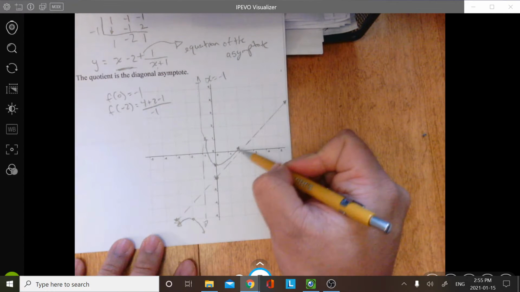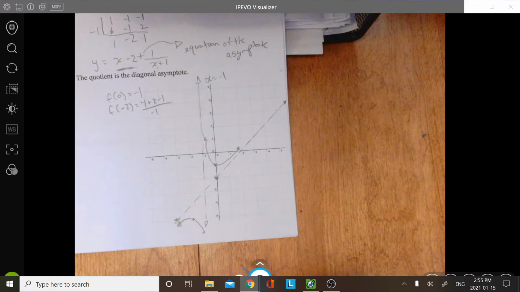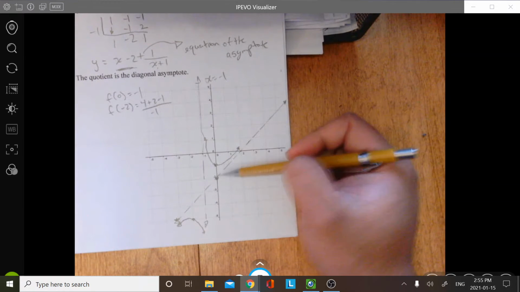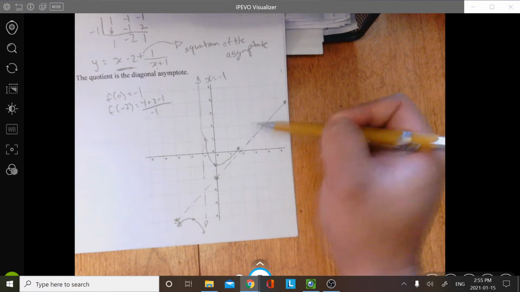So it's going to get infinitely closer and closer. It's just not a totally horizontal line any longer, but the behavior is the same. I think that's it.